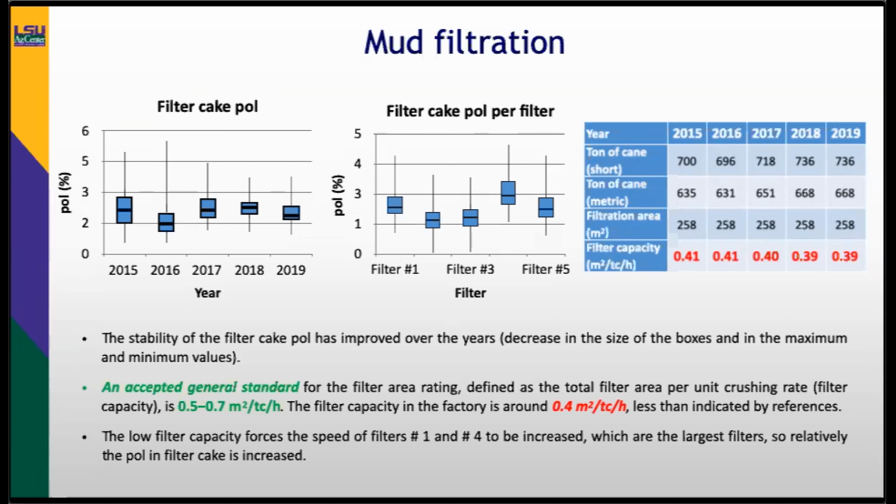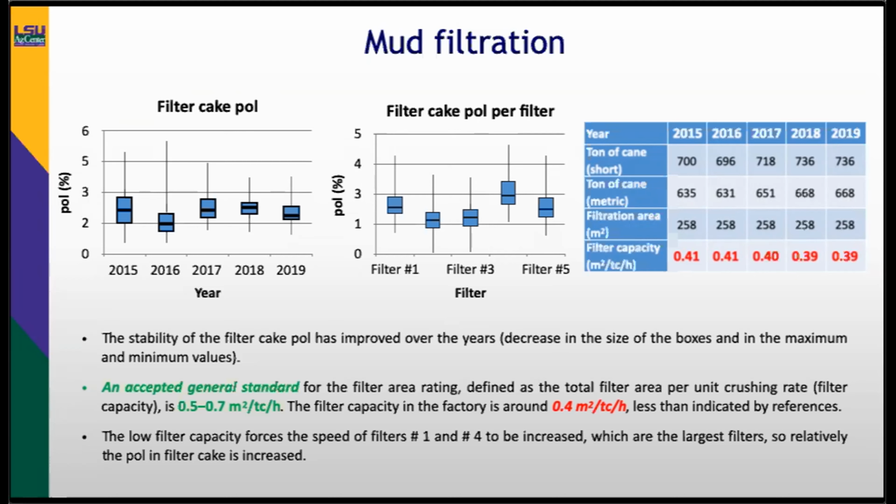If we are going to analyze the capacity of this station, we analyze the square meters per ton of cane per hour. As a general standard, we can say that a factory is going to have a low filter cake pol if this value is between 0.5 and 0.7. So that means that the factory has enough capacity to process the mud. In this factory in particular, the capacity is around 0.4, which is below the recommended standard. So this factory knows that they have to work in this area, and they are planning to install a new mud filter to increase the capacity.